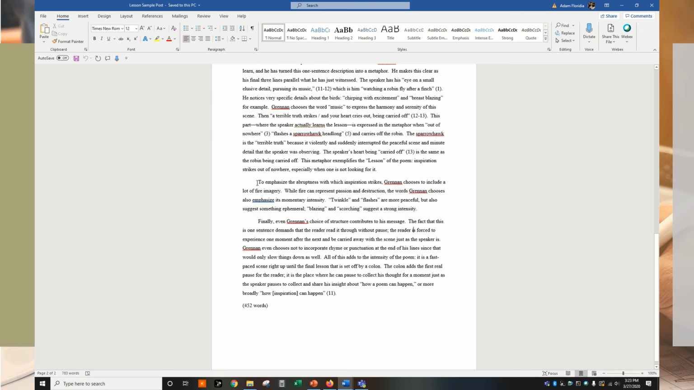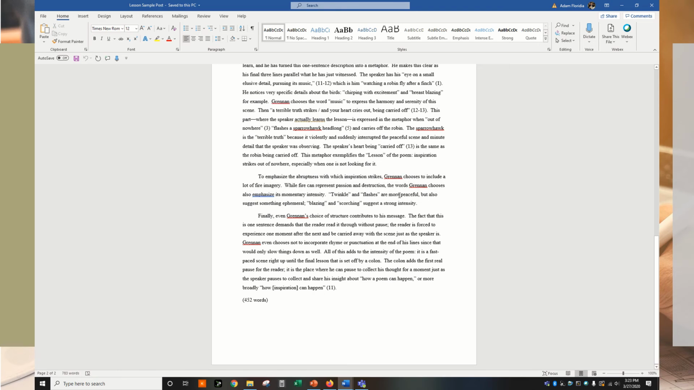And look, I didn't have a whole lot of explaining to do. I only have, I think, three sentences in this little mini paragraph. But it's organized: he chose to emphasize the abruptness by using fire imagery. That's my main idea, and I have two sentences to prove that. Perfect. I'm going to move on to the next mini paragraph.